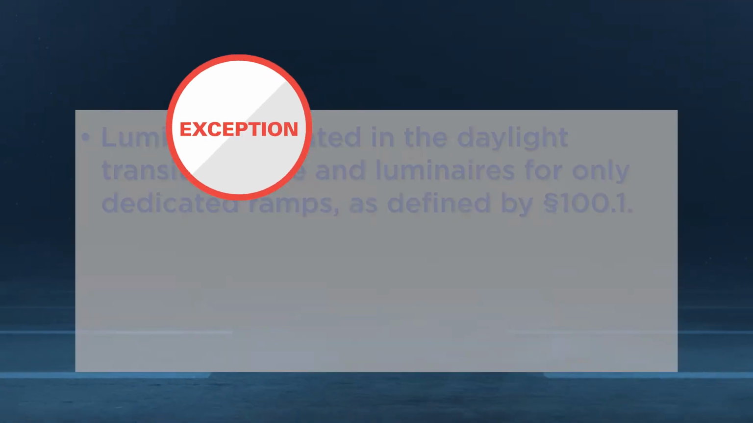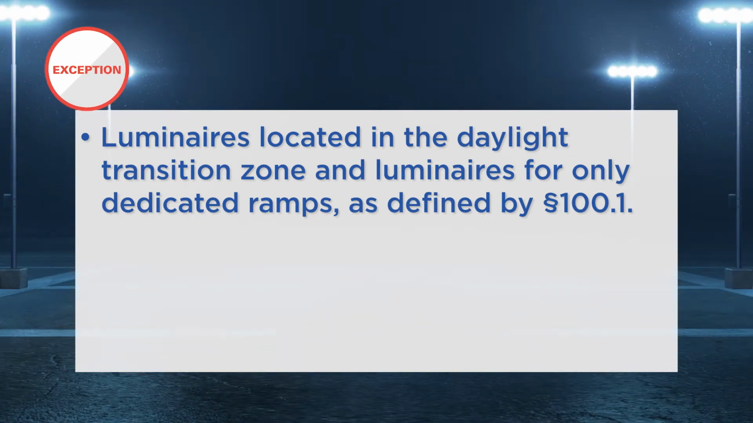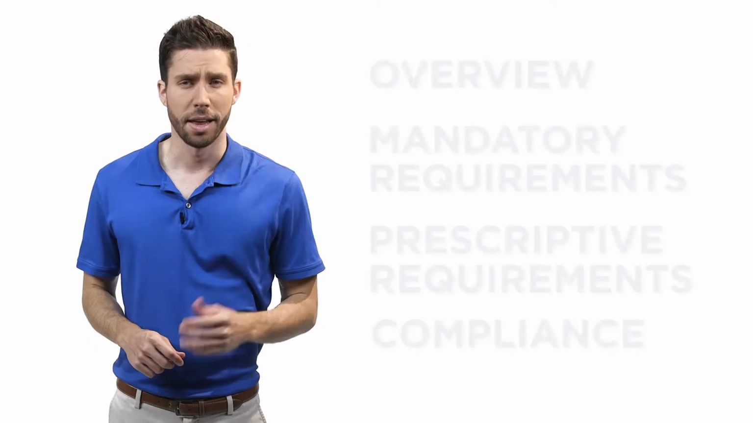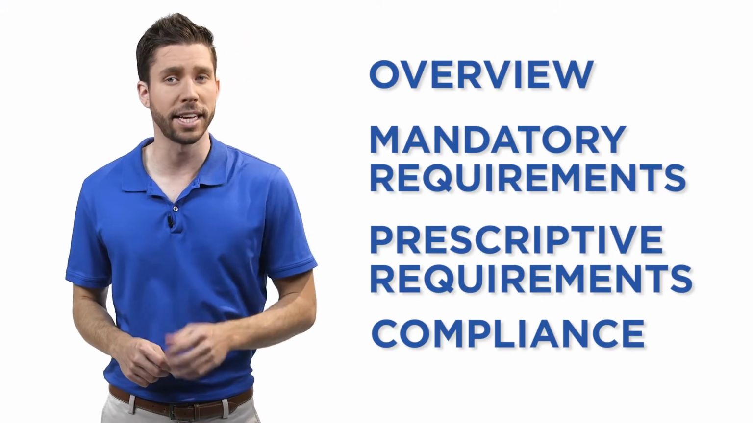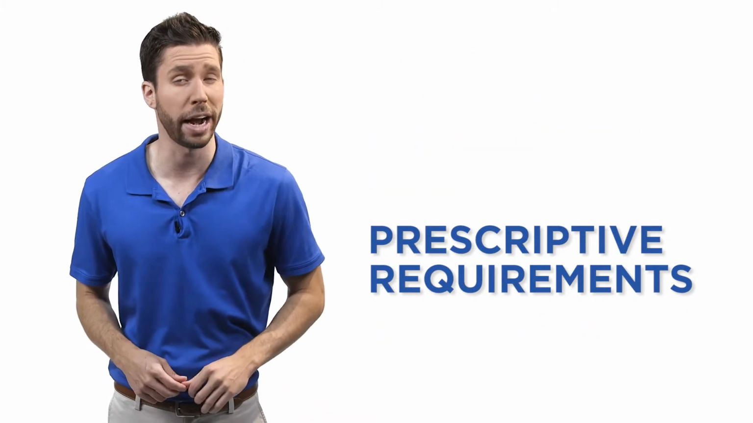Exceptions to these requirements for parking garages include luminaires located in the daylight transition zone and luminaires for only dedicated ramps, as defined in section 100.1, and areas where the total combined general lighting power in the primary side-lit daylight zones is less than 60 watts. Now that we understand how daylighting controls work, we can go over applications and prescriptive requirements.